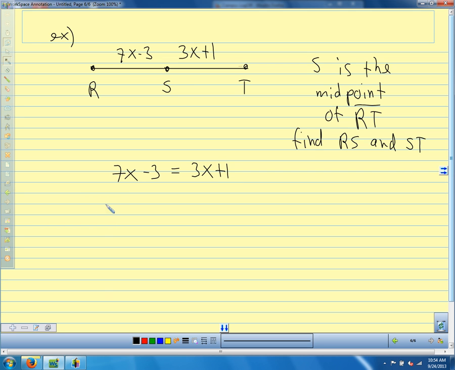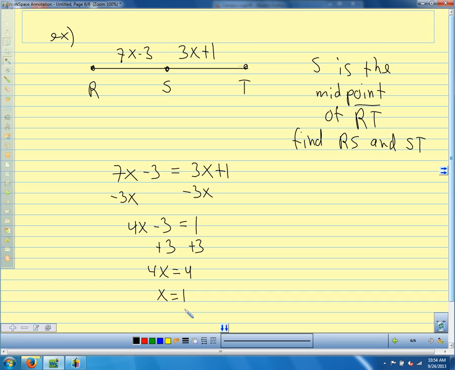So now we can do our problem like we did before. What do we want to do next? Subtract 3x from both sides. Okay. 7x minus 3x is 4x minus 3 equals 1 plus 3. So 4x is 4 and x equals 1. We're done. Right?